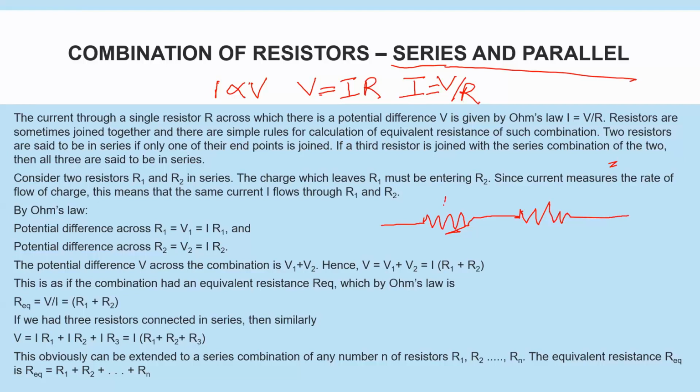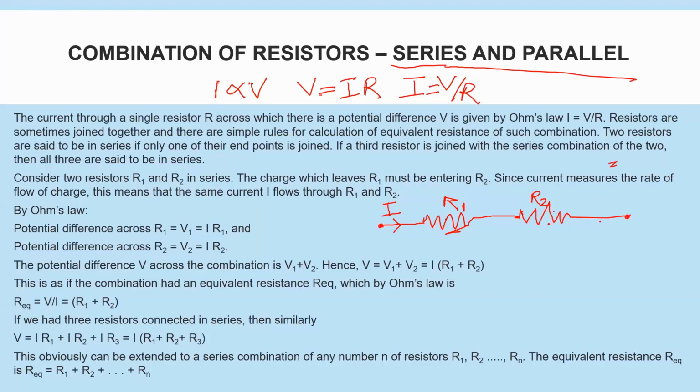Okay, so you have your R1, and this you have R2, and I that is flowing. So the same current is flowing through both the resistors, but the potential difference across each of these resistors is going to be different. So how can we then denote it?